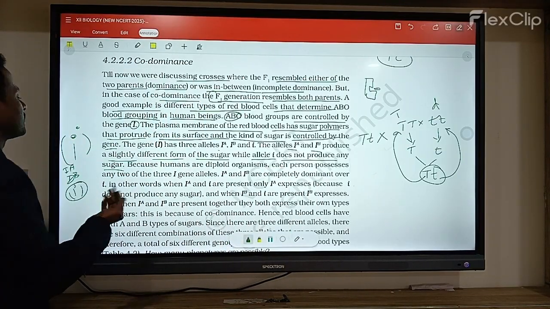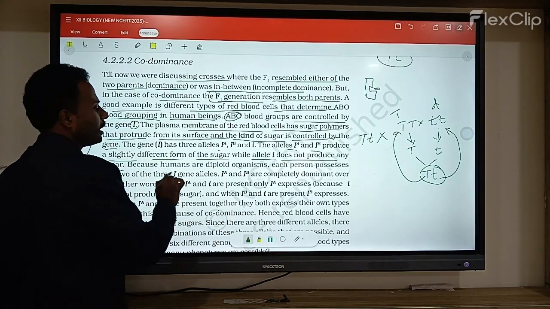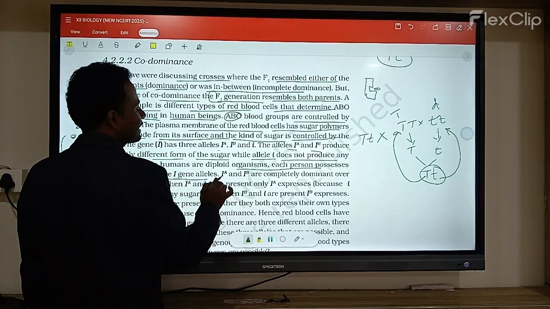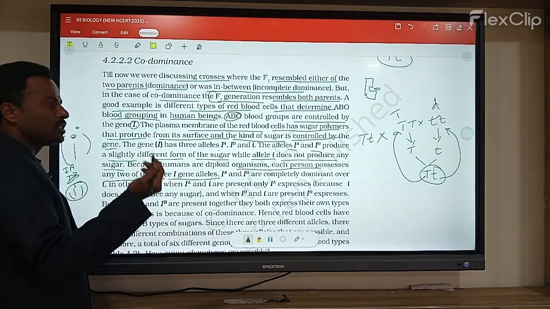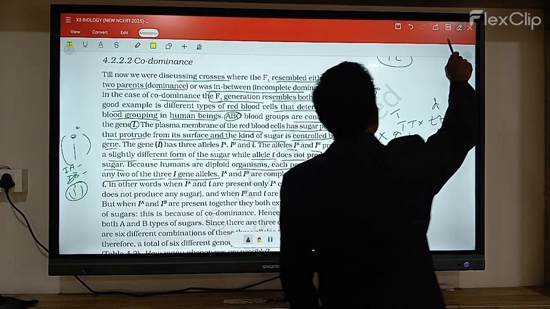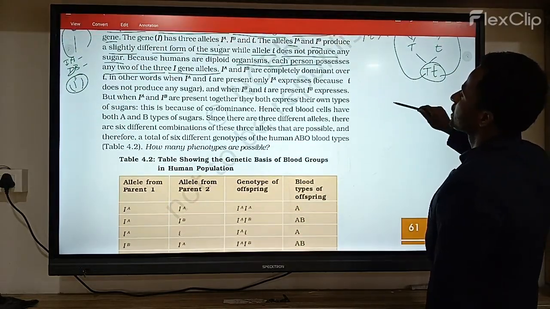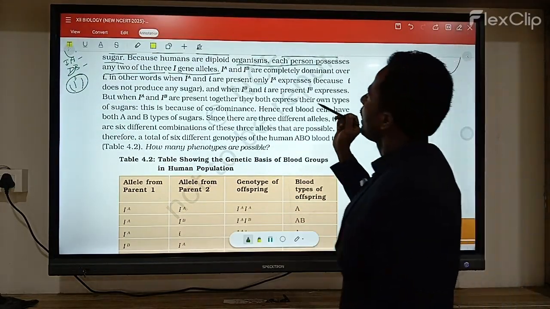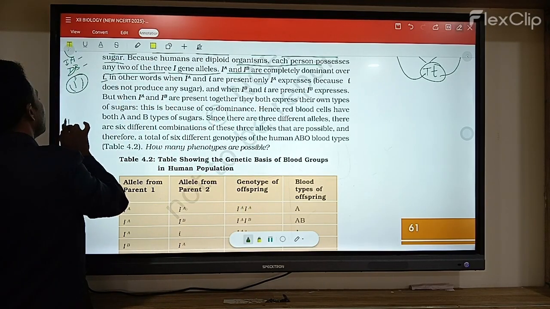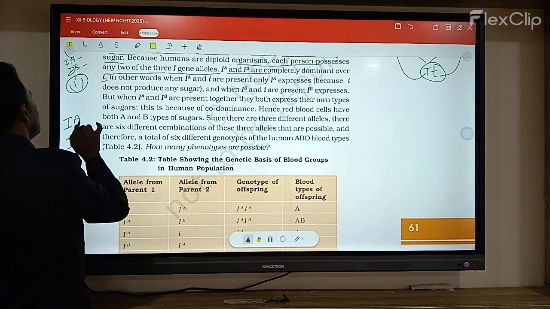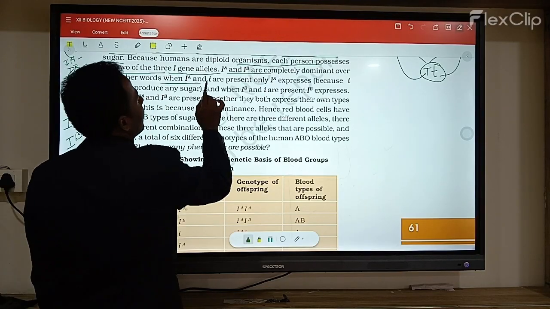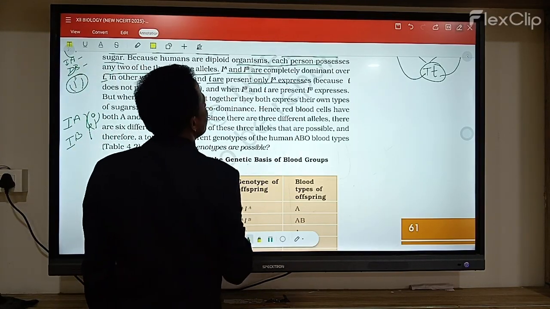Because the human is a diploid organism, each person possesses any two of the three alleles. Okay, next, IA and IB are completely dominant over i. So in the I gene, IA and i represent A expressed, because i does not produce any sugar.